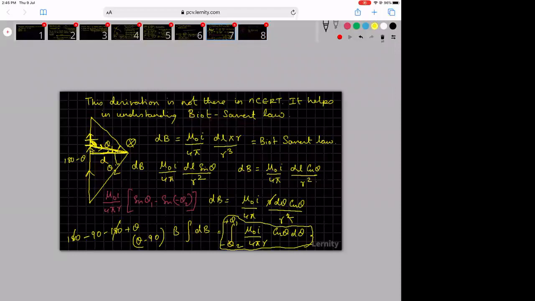dl is a differential length. It can always be written as r d theta. If you have r, and this is dl, then this is d theta. So dl is equal to r d theta. Always it can be written. Then sine of theta minus 90 is cos theta. Okay, if you have made notes, then I will look at your questions and answer them.